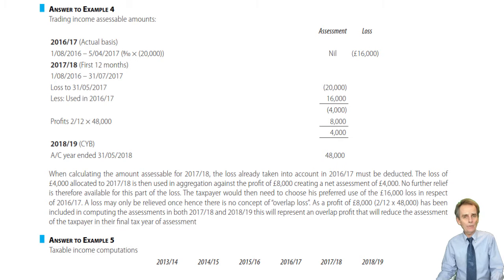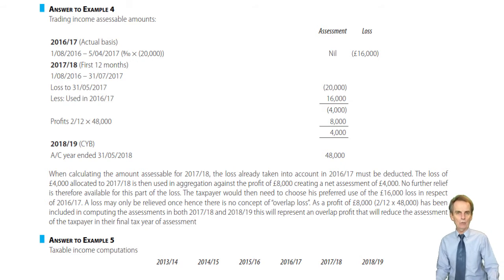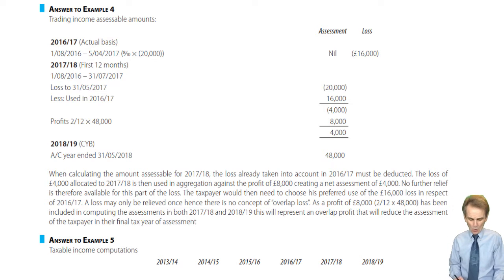Well, at the end of the previous session together, I left you there to review the answer to example 4, which you'll see on the screen here, and hopefully you've worked successfully through that. But let's just point out a few things that were critical in terms of how we derive those assessments. What we see, of course, is we follow the normal bases of assessment for opening years.